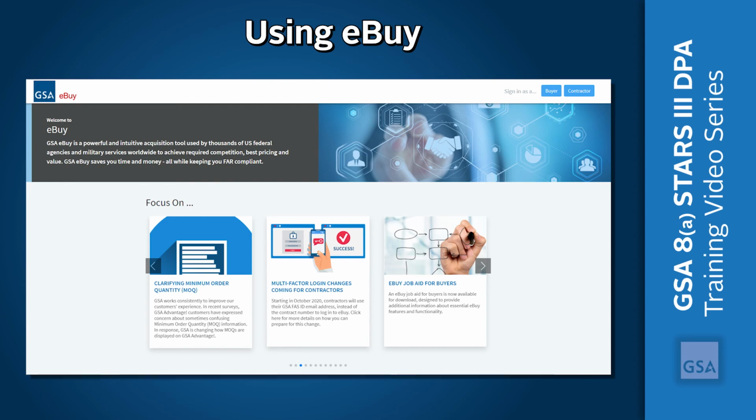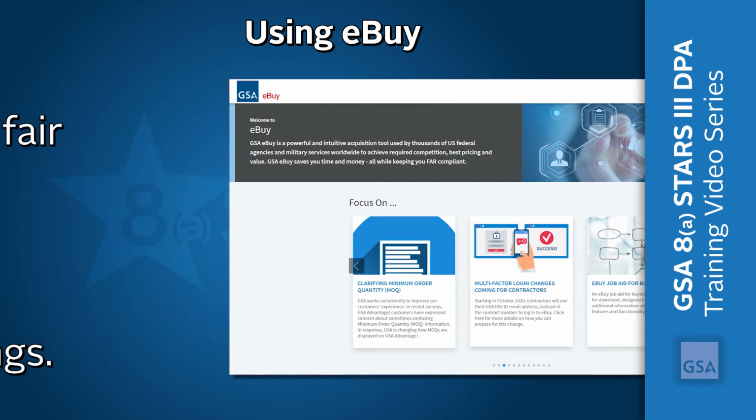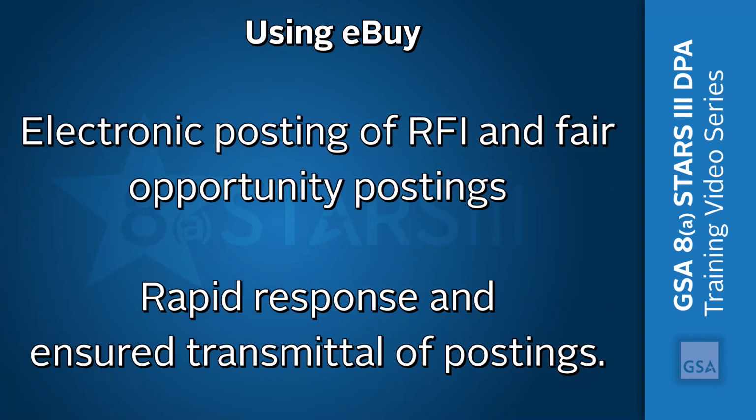One of the main resources is eBuy, GSA's online request for proposal system. You can request information, find sources, and prepare for RFQs and RFPs in eBuy. GSA's eBuy is the preferred system for RFI and fair opportunity postings. eBuy provides electronic posting of RFI and fair opportunity postings, rapid response, and ensured transmittal of postings.